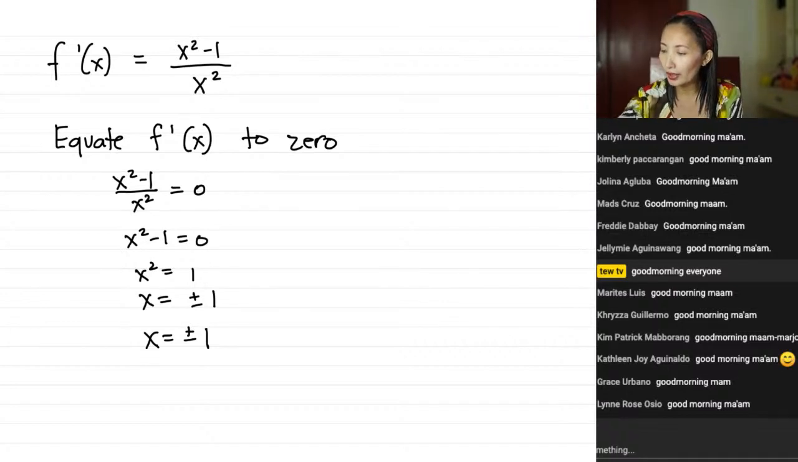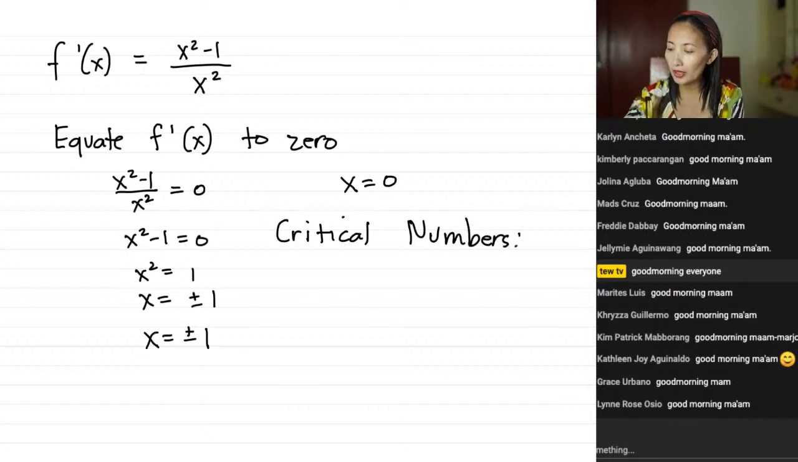So another critical value is 0. Let me add, x is also equal to 0. So how many critical numbers, not critical values, critical numbers, have we identified for this function? There are 3: -1, +1, and 0. How did we get 0?